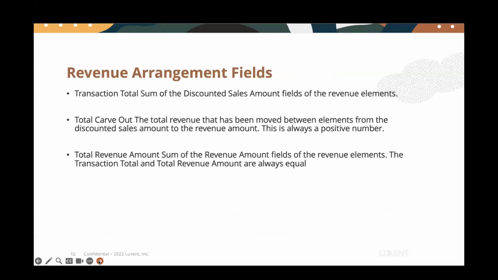This is just talking about the revenue arrangement fields. There are some fields on there that we typically get a lot of questions about, like, what does this include? Transaction total is the sum of the discounted sales amount fields, the total carve out of the revenue and how that's done, and the total revenue amount is the sum of the revenue. Okay, so we'll see all of those fields when we get to the revenue arrangement.